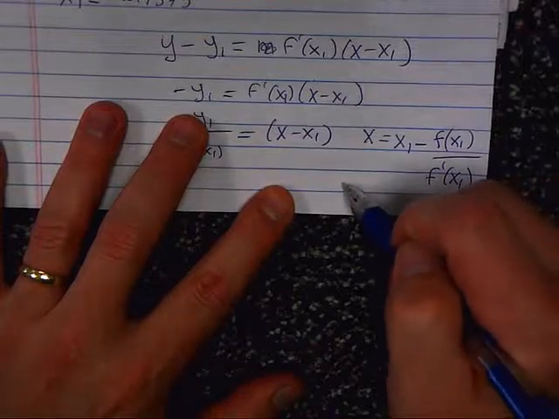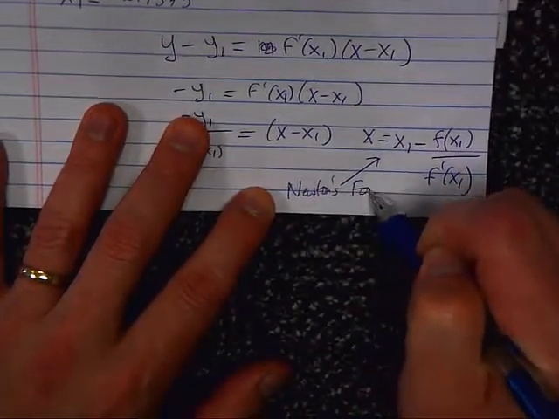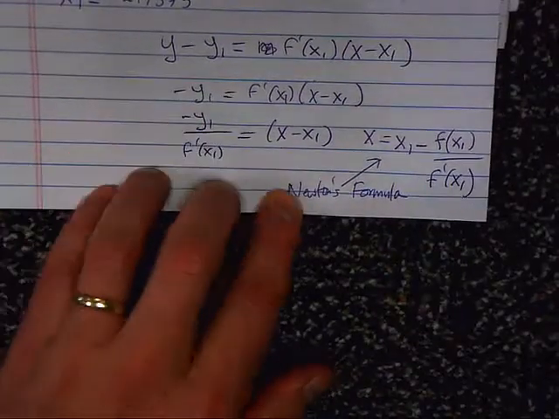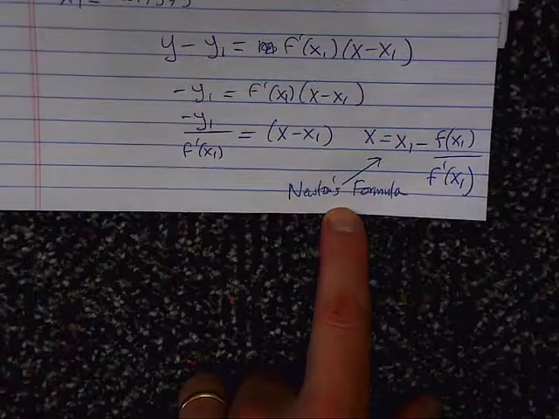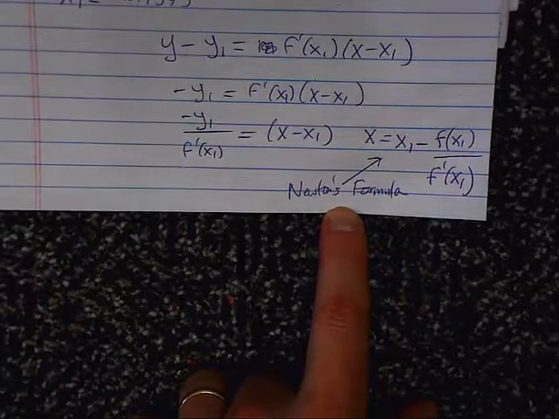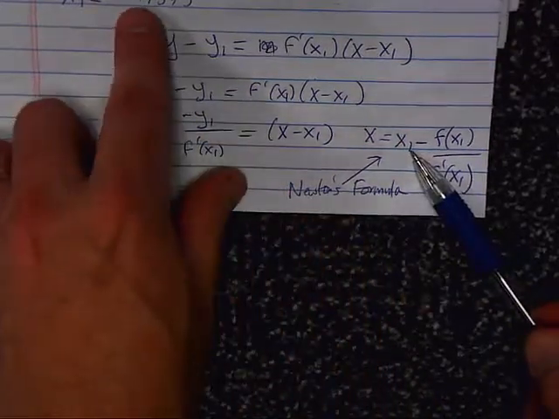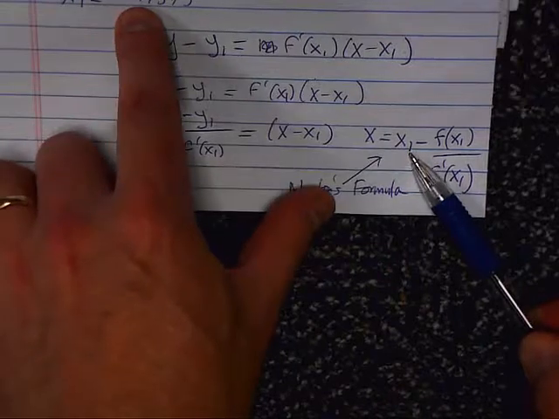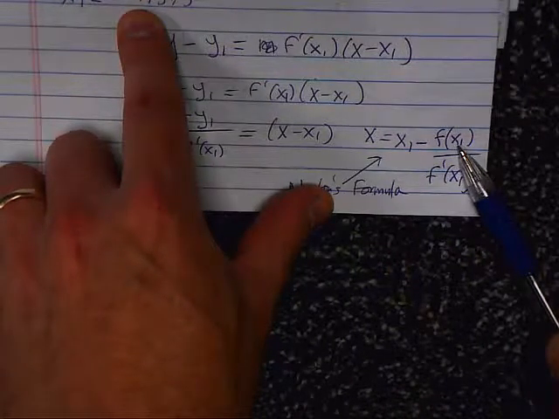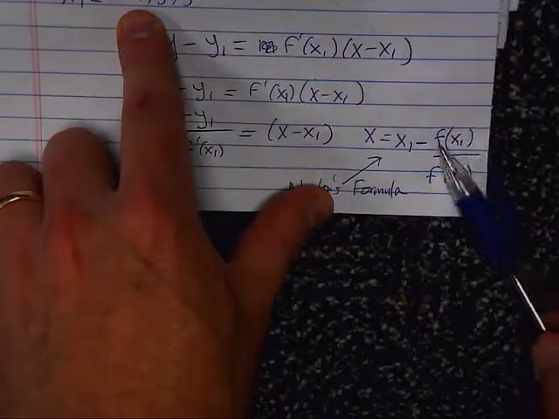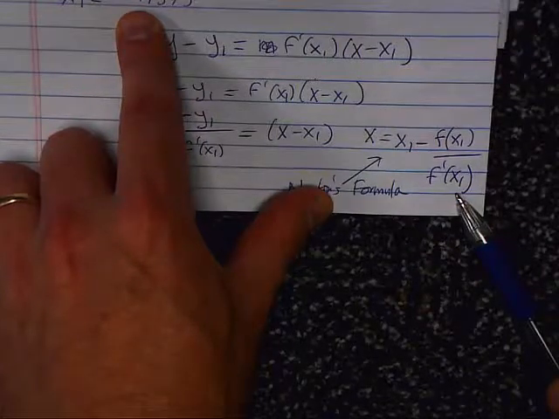This is called Newton's formula. So we know everything. All we have to do is plug it in. So to find the next guess, I plug in x1. I plug in that number. Then I take x1 and I plug it into my original formula. This is the original formula on top. And then I divide by, I plug x1 into my derivative.